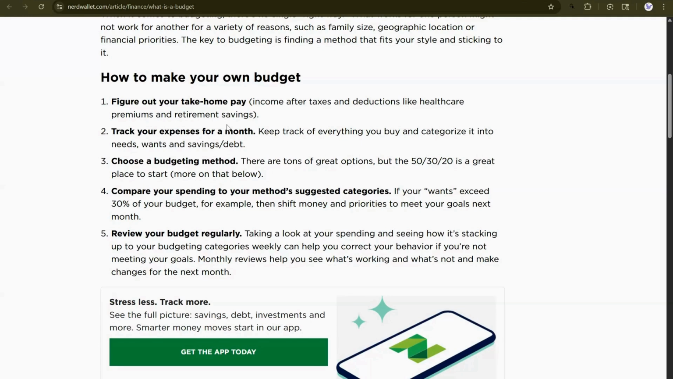Compare your spending to your method's suggested category. I'm going to show you that. Review your budget regularly. If you do not review your budget regularly, here's what ends up happening.